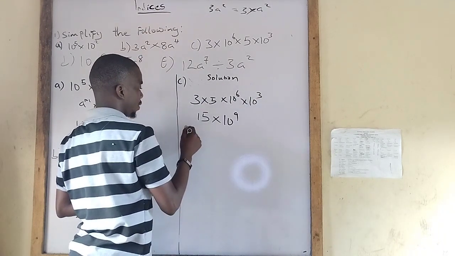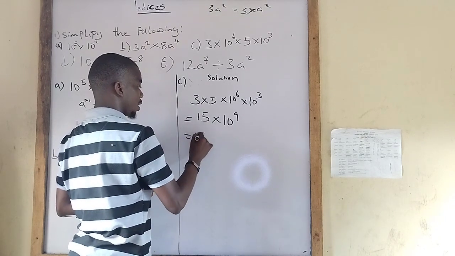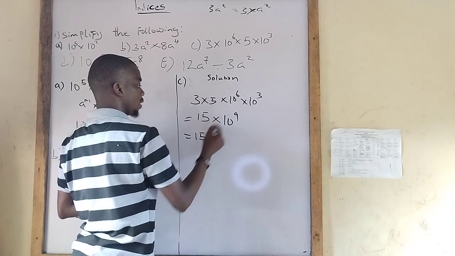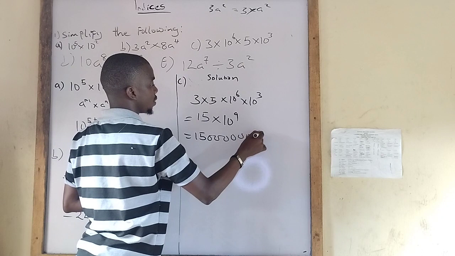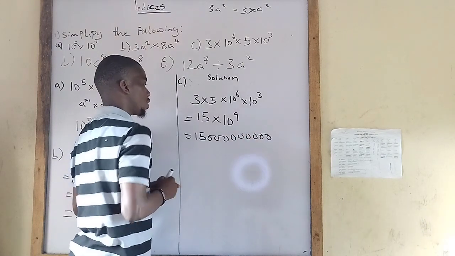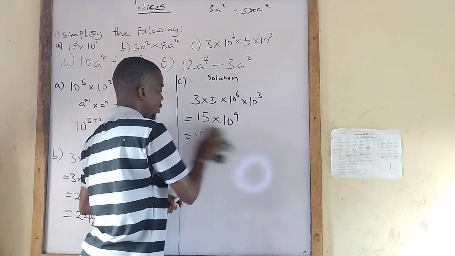Okay, and we have this is equal to, okay, we can write this as 15. We put zeros to the number of 9s that are here: 0 0 0 3 4 5 6 7 8 9. Okay, but it's better left this way in a standard form.